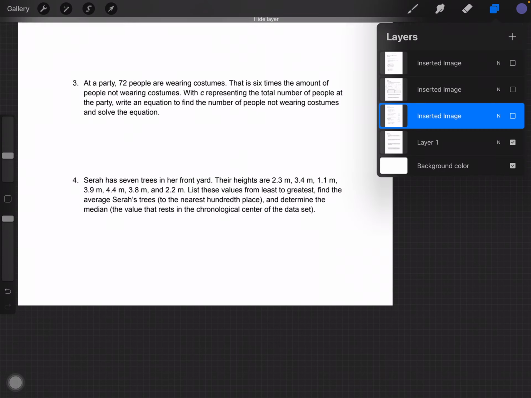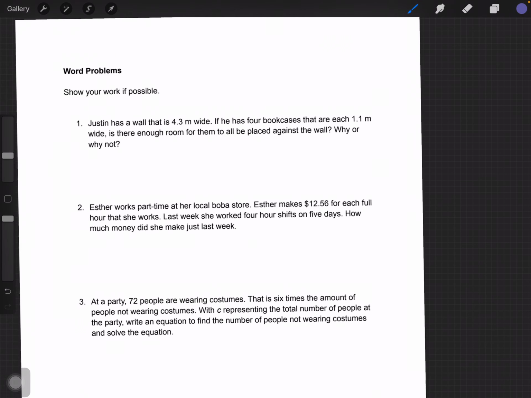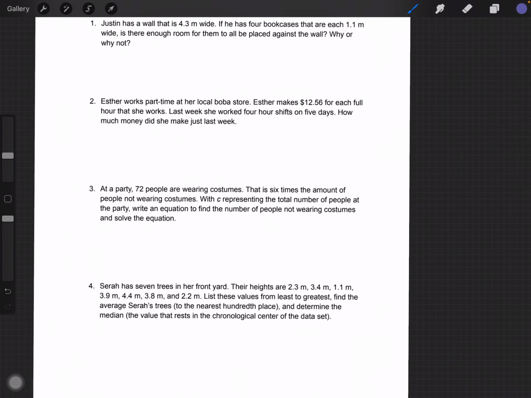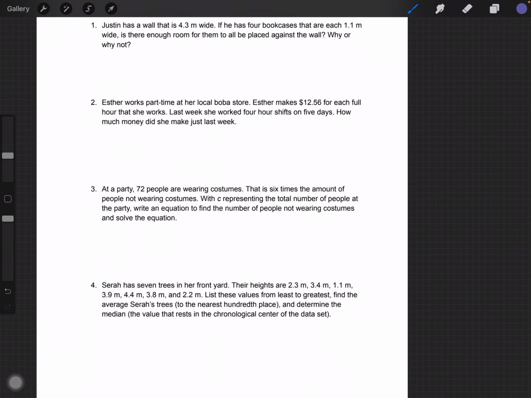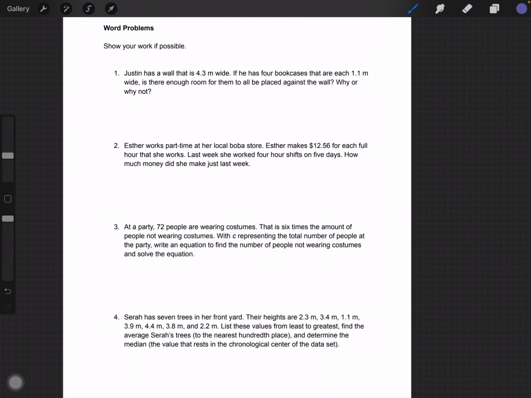And on to the last page, these are word problems, which use the same exact operations that we learned before, so I'm going to leave it here for you guys to do.